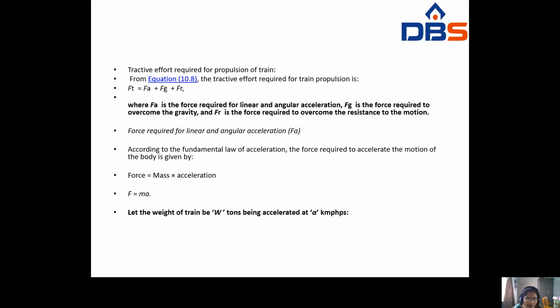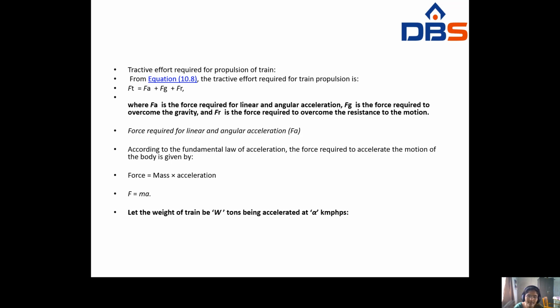Here Fa is the force required for linear and angular acceleration for the movement of the train. Fg is the force required to overcome gravity. Whenever the train moves on the track it must overcome gravity, just as a human being walking must. Similarly for the train, Fg is the force required to overcome gravity, and Fr is the force required to overcome the resistance of the motion. So first you have to find the Fa, Fg and Fr values individually.